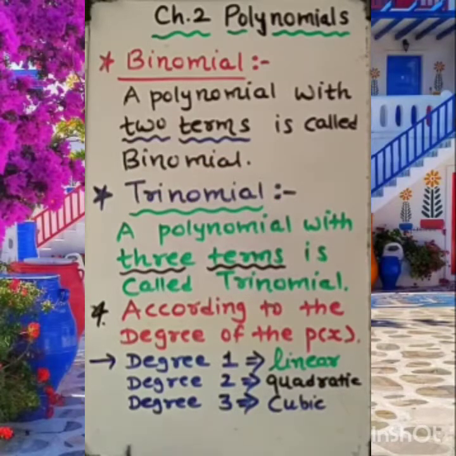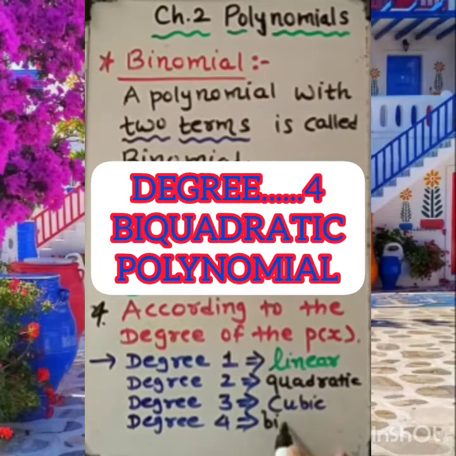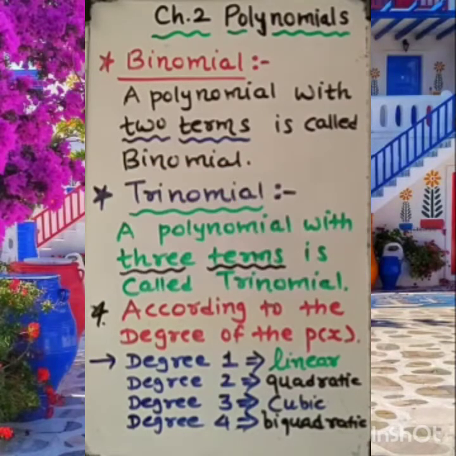Suppose degree 4, then it is called biquadratic. Okay, we can mention it here. Suppose the polynomial has highest power 4, its degree is 4, then it is called a biquadratic polynomial. We call it biquadratic. These are the terms with which we need to be very comfortable and well aware, for better understanding of this chapter.